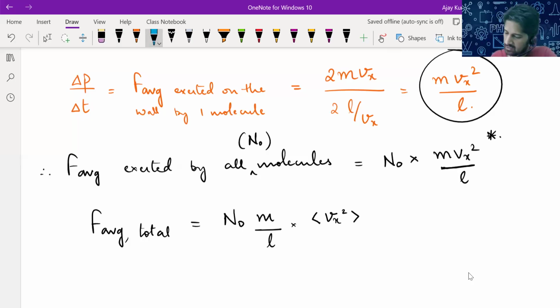So how do you read this? Average of Vx square. For some molecules, Vx, the x component of velocity, could be completely zero. For many, it will be non-zero, but for some, it could be zero also. So we will have to average Vx square of all the molecules. Then only we can get the average force.